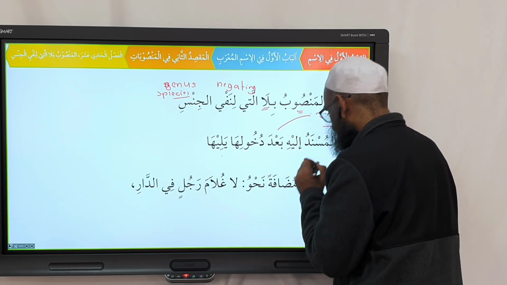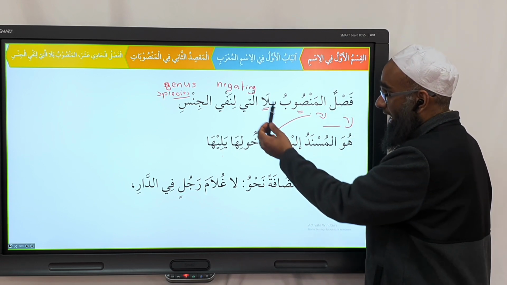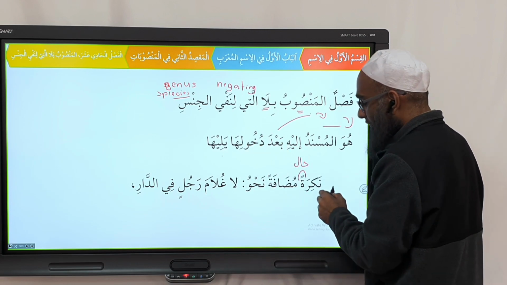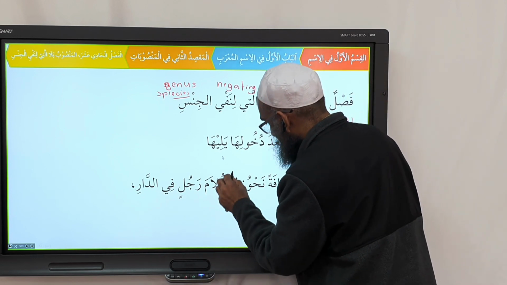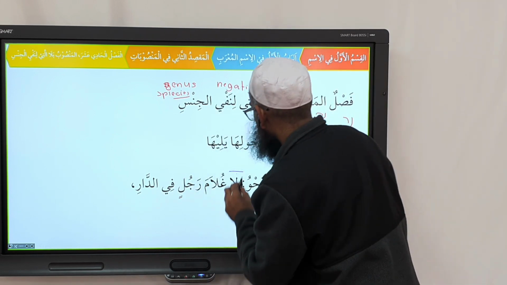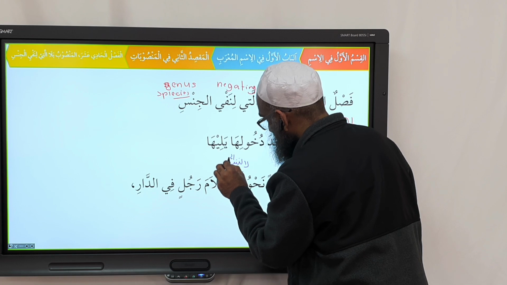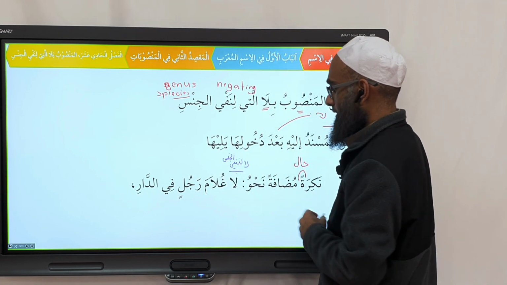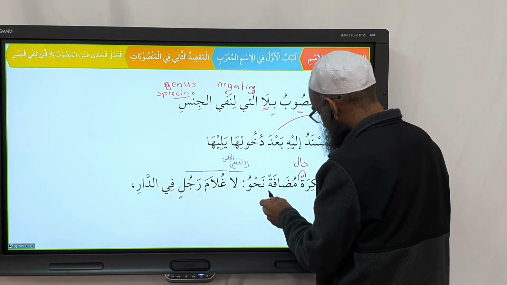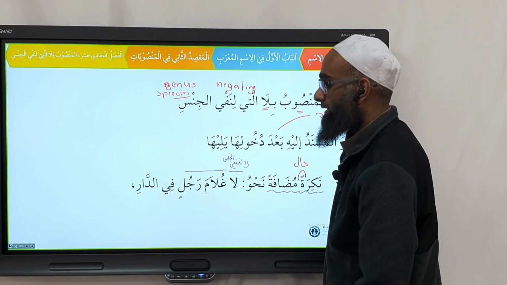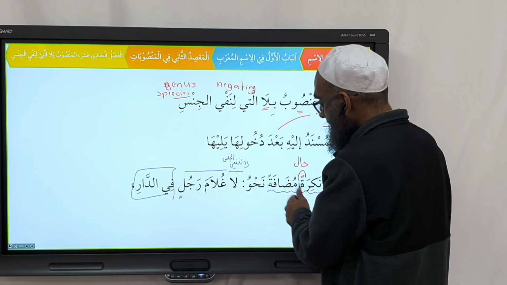Now this nakiratan, I was a bit stumped as well. Why is it nakiratan? It's the hal. So the musnad, the ism of la comes after la in the state that it is nakira and mudaf. For example, here, look. We have la. This is la linafyil jins. And now, the mansub bila is this. What state does it occur in? It becomes nakira mudafatan, ay fi dar. That's a khabar.